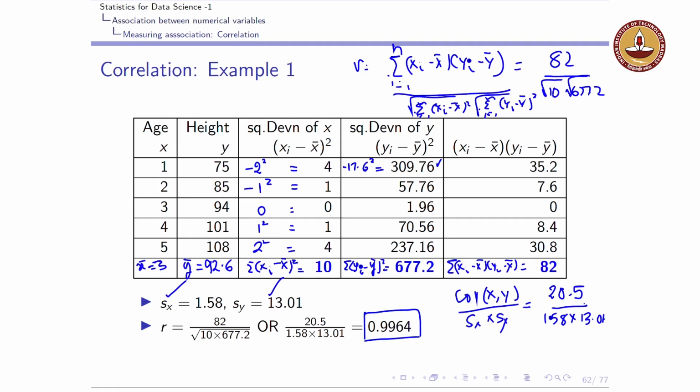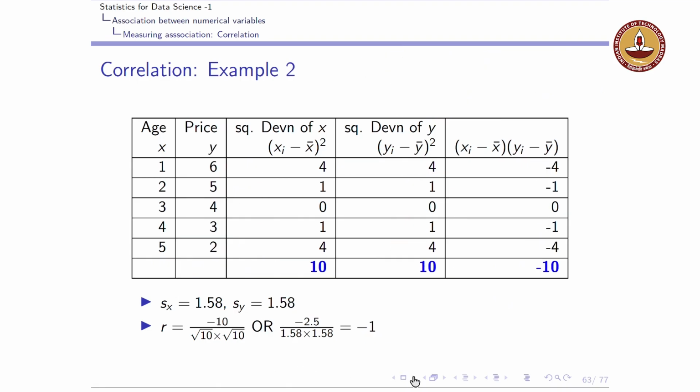Hence, this 0.9964, which is very close to 1, captures the strength of the linear relationship between age and height. So, the strength of the linear relationship, this is a positive, very strong linear relationship between age and height. Now, let us go to the next example.